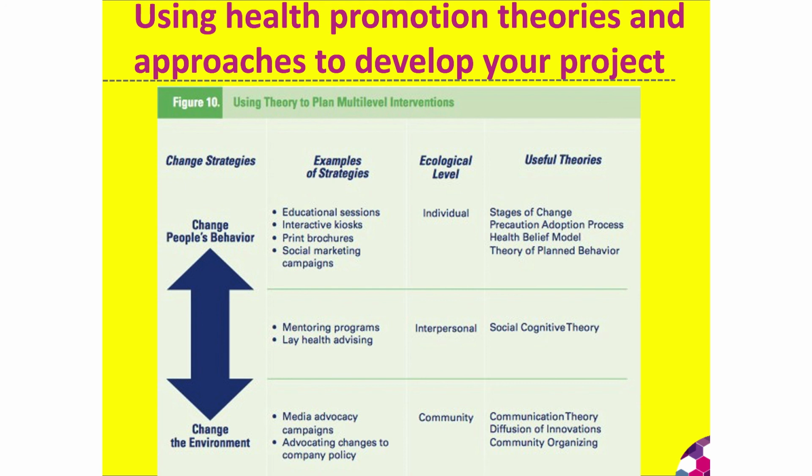Lastly, in terms of focusing more on the wider environment, we may look to do media advocacy campaigns, or we could advocate changes to national government policy or business policy or the individual company policy, and that would work at the community level, the neighborhood level, or it could work at the societal level nationally. And the theories we might use for that kind of intervention and activity would be communication theory, diffusion of innovations theory, and community organizing theory.